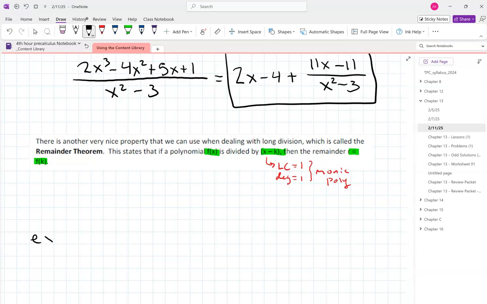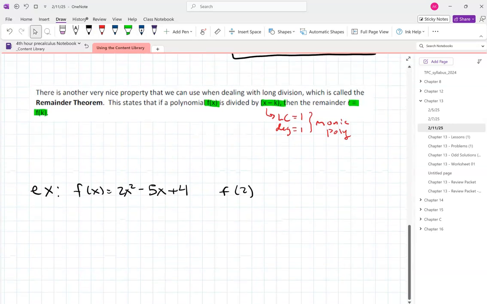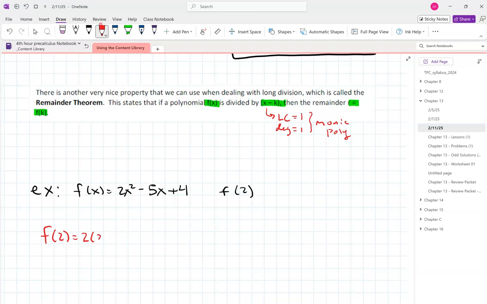So for example, if I have f of x equals 2x squared minus 5x plus 4, and I want f of 2, well, we could just do our old standby and plug 2 in. If we do that, we have 8 minus 10 plus 4. So that's just going to be 2.